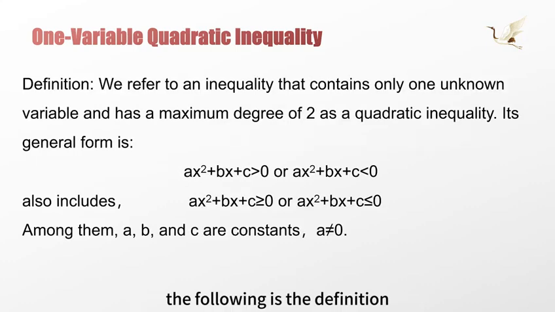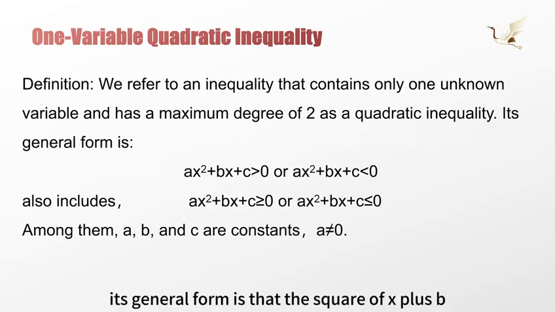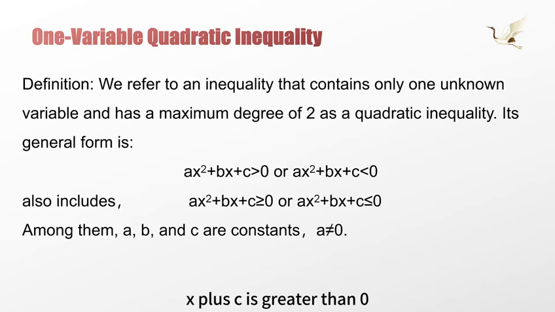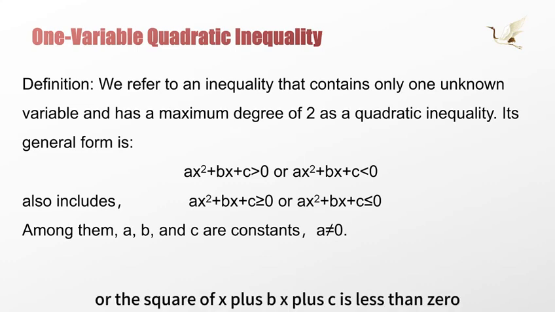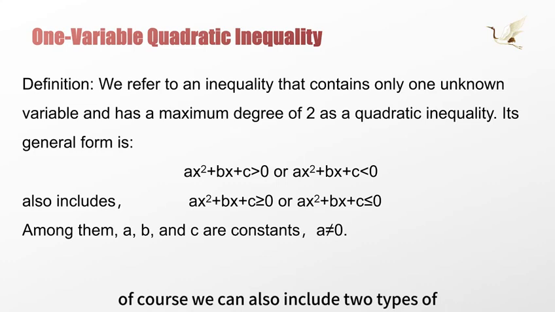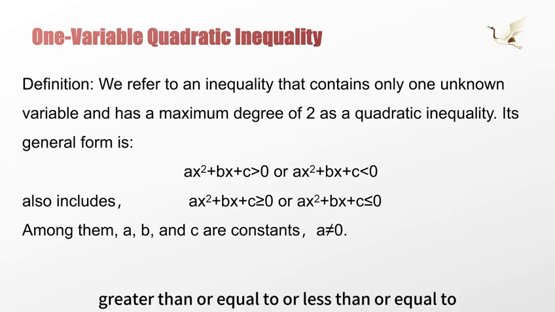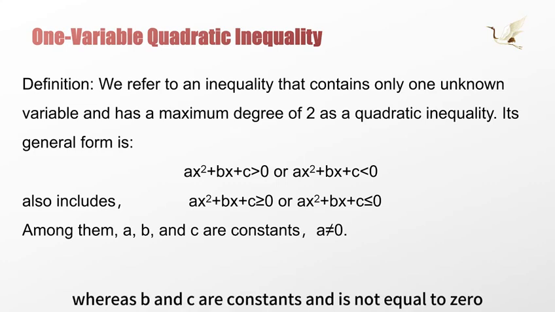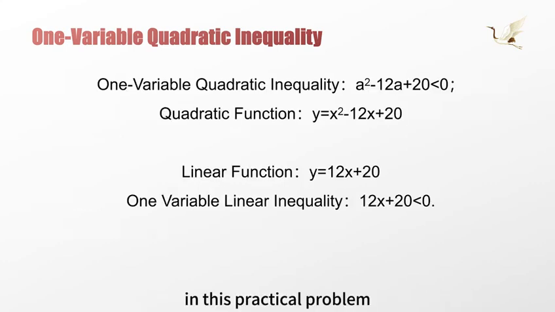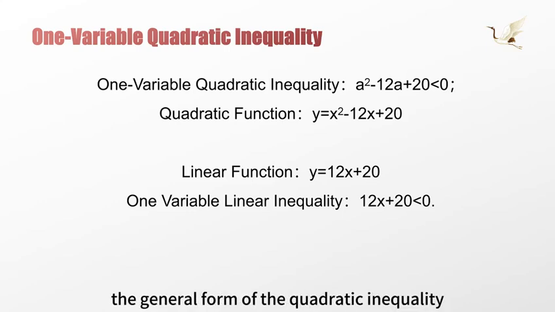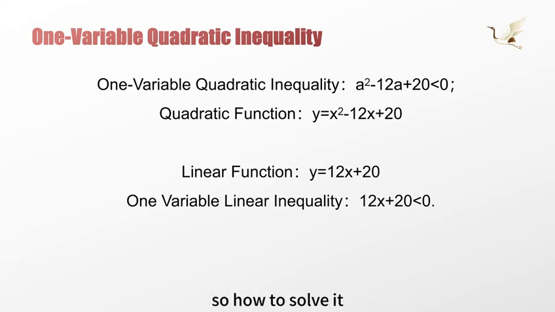The following is the definition of a quadratic inequality. We call an inequality that contains only one unknown variable and has a maximum degree of 2 a quadratic inequality. Its general form is ax squared plus bx plus c is greater than 0, or ax squared plus bx plus c is less than 0. Of course, we can also include the two types of inequality, greater than or equal to, or less than or equal to, where a, b, and c are constants and a is not equal to 0. In this practical problem, the general form of the quadratic inequality we are dealing with is that the square of a minus 12a plus 20 is less than 0. So how to solve it?